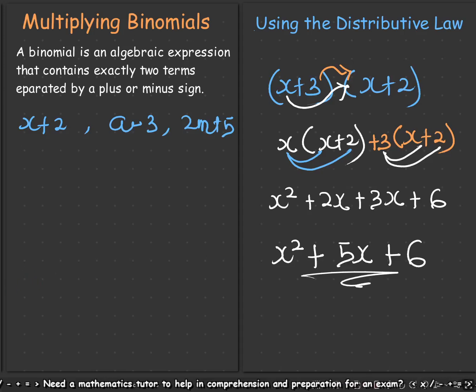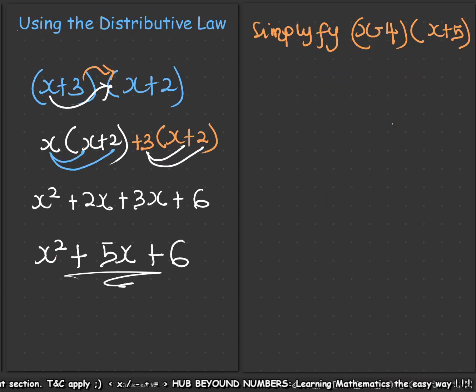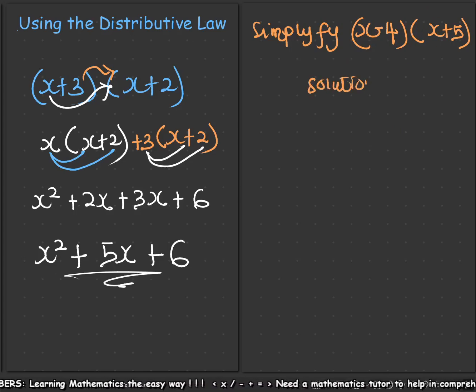Let's take a few more examples. In this example here, we have to simplify x minus 4 in one bracket, multiplying another bracket x plus 5. So how do we go about it?